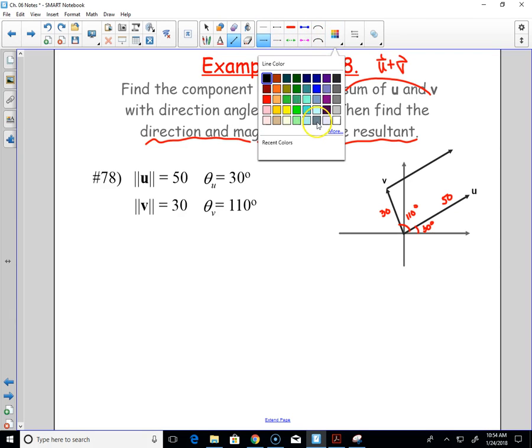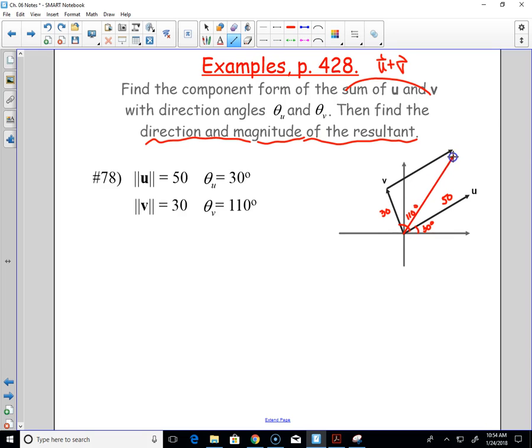I'll go ahead and make them red. I'll say the resultant goes from the tail of one, the very beginning of one, to the head of the last, or the other. Do you guys see the resultant? Yes or no?